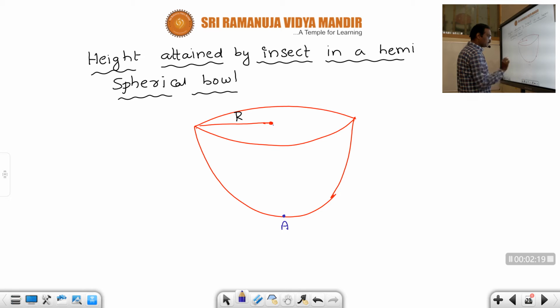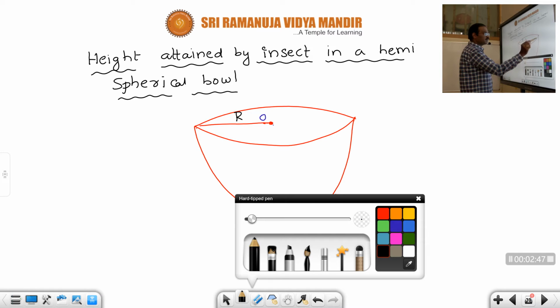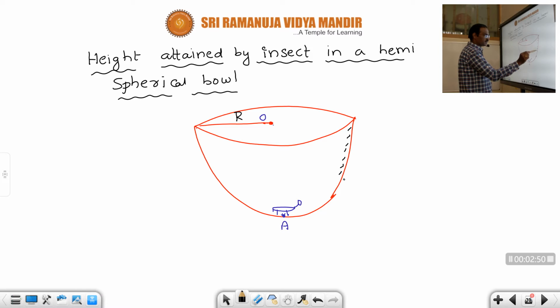It started from point A and reached a height from the bottom. O is the origin or center of the hemispherical bowl. Now the inside of the hemispherical bowl is a frictional surface, whose coefficient of friction is mu.